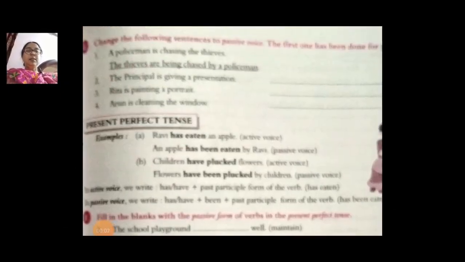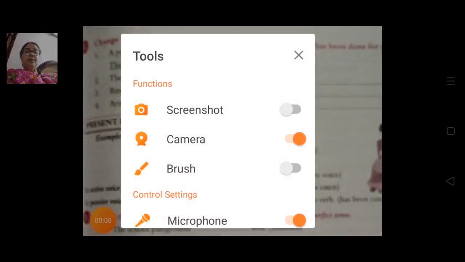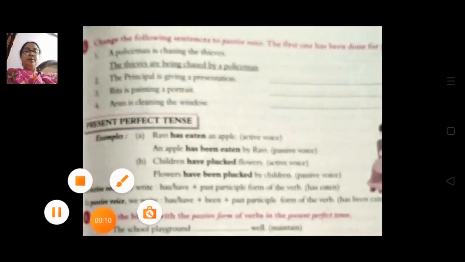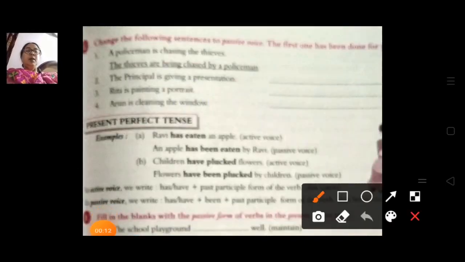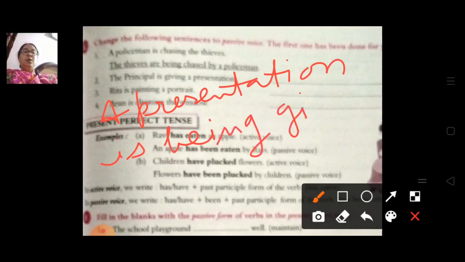Now here you can see the principal is giving a presentation. Now we are going to write: a presentation is being given by the principal.